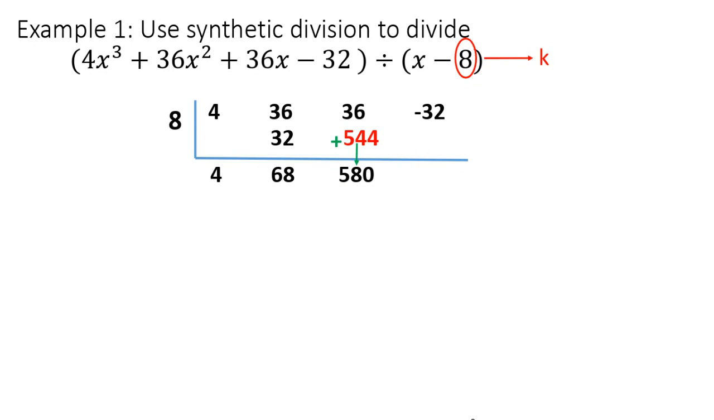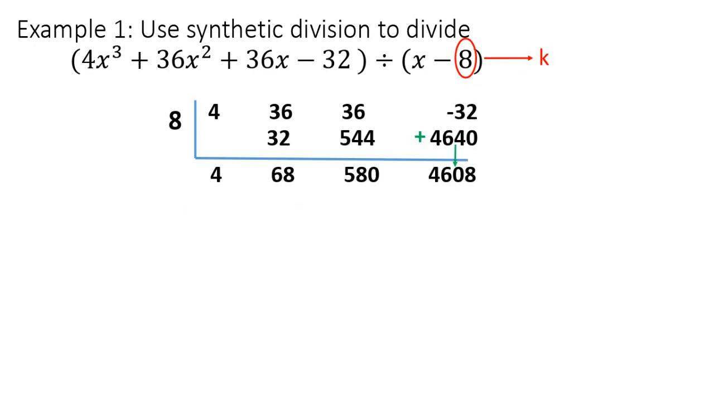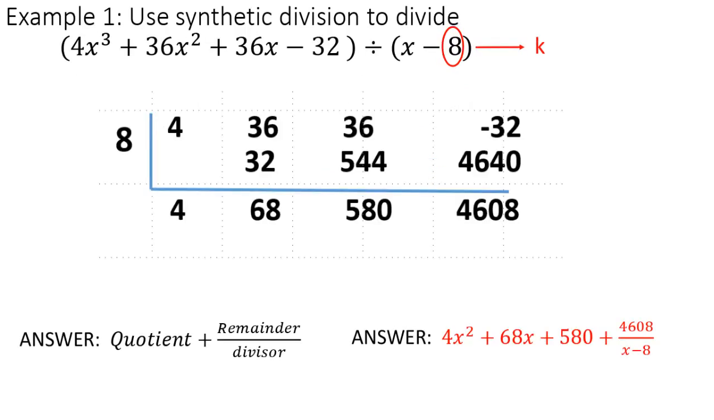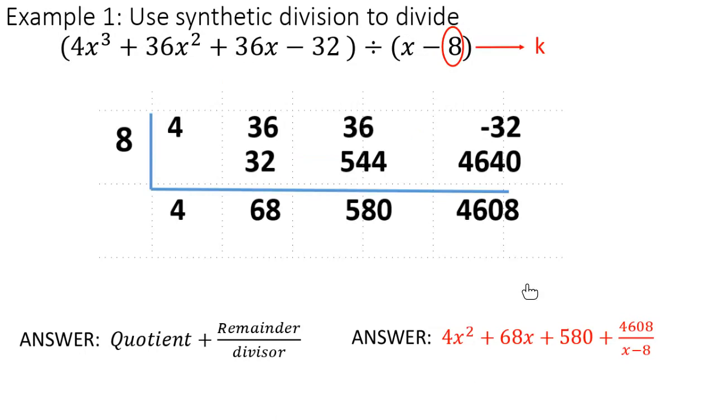And then I continue the process. So now it's 8 times 580, which is 4,640, plus negative 32 becomes 4,608. So what is my remainder in this example? So our remainder is going to be 4,608, right? Good job. So to write my answer, I'm going to write my quotient.